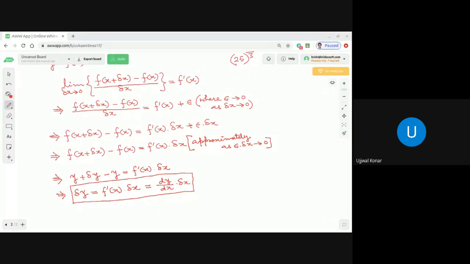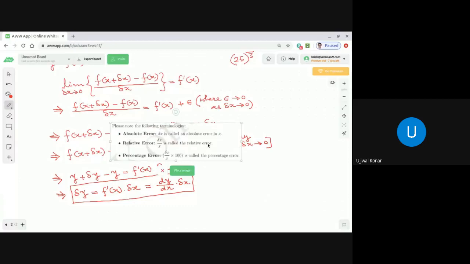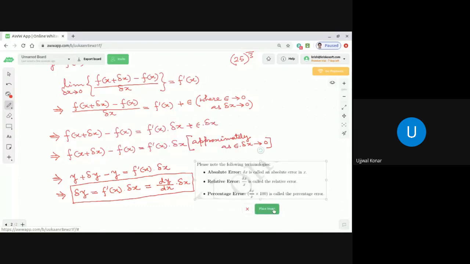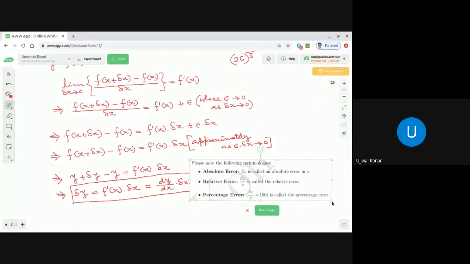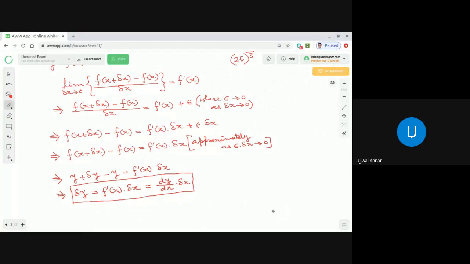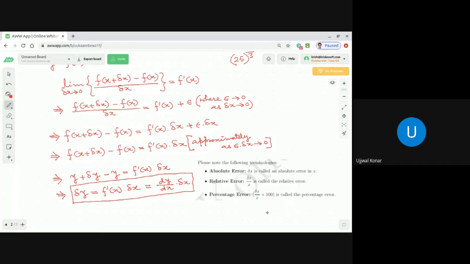So now there are some terminologies we are going to use. They are called absolute error, relative error, and percentage error. So let me define these. All these things you have done in your physics classes, dear students. So these are the terms I am defining here. Delta x is called the absolute error. Delta x by x is called the relative error. And delta x by x into 100 is called the percentage error.